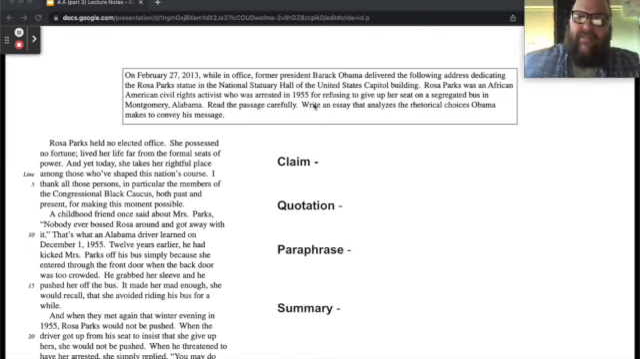On February 27th, 2013, while in office, former President Barack Obama delivered the following address dedicating the Rosa Parks statue in the National Statuary Hall of the United States Capitol building. Rosa Parks was an African-American civil rights activist who was arrested in 1955 for refusing to give up her seat on a segregated bus in Montgomery, Alabama. Read the passage carefully. Write an essay that analyzes the rhetorical choices Obama makes to convey his message.